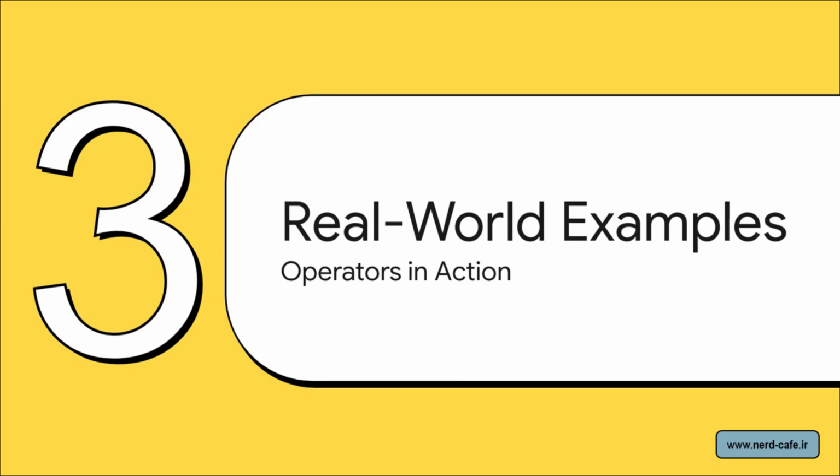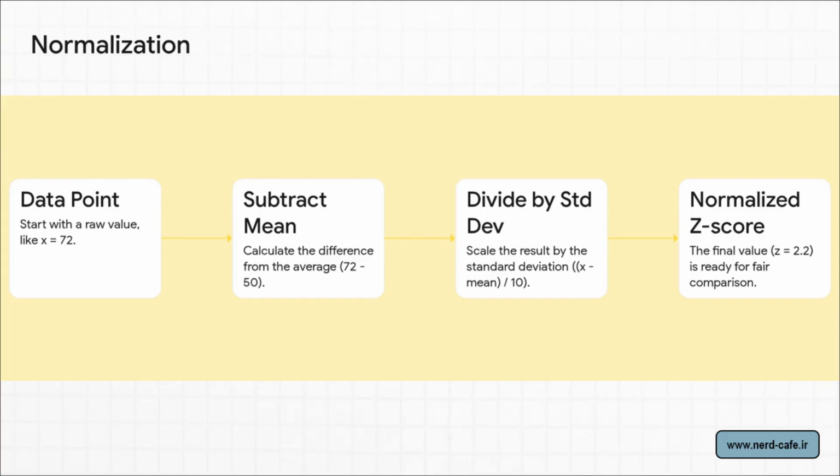All right, enough theory. We've met the individual players. Now let's see how they team up and get things done in some real-world machine learning scenarios. So, remember that normalization thing we just talked about? Here it is in action. First, you take your number and use subtraction to see how far it is from the average. Then, you use division to scale that difference. And boom, just like that, subtraction and division work together to perform a super important step in preparing data.